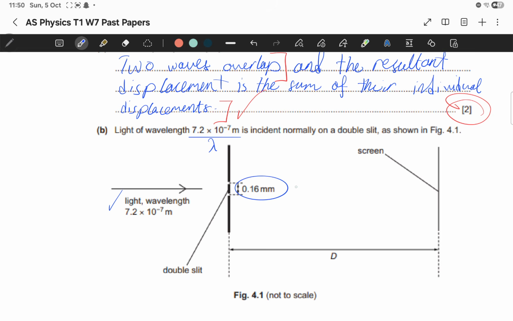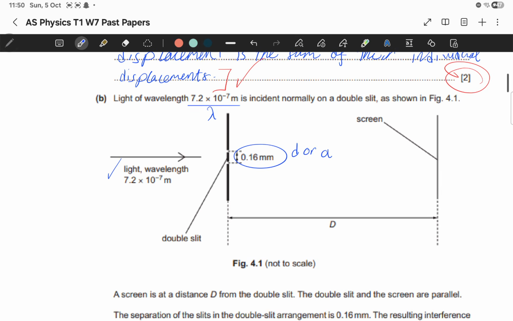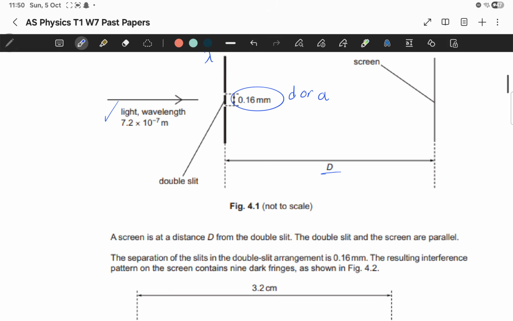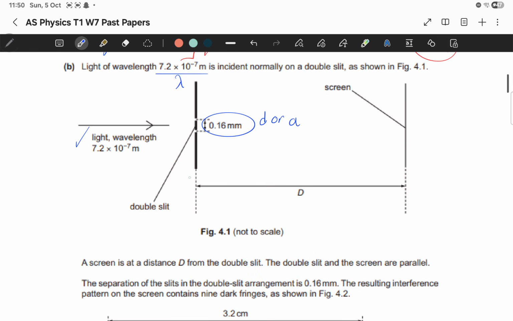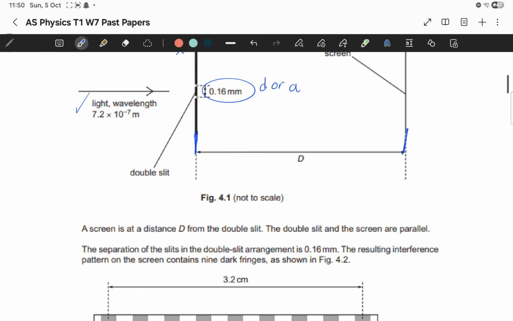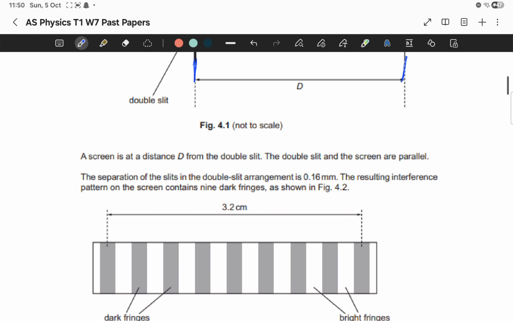We call this either small d, or you can write a. And then this is capital D. Capital D is the distance between the slits and the screen. Okay, a screen is at a distance capital D from the double slit. The double slit and the screen are parallel. The separation of the slits in the double slit arrangement is 0.16 millimeters. That's small d, as we said on the figure. The resulting interference pattern contains 9 dark fringes as shown in figure 4.2.